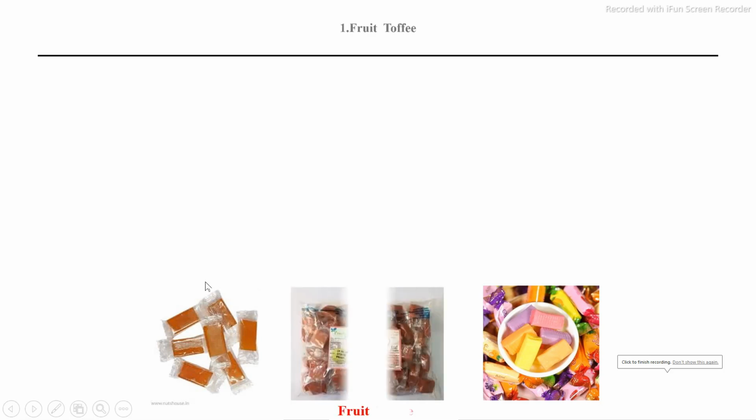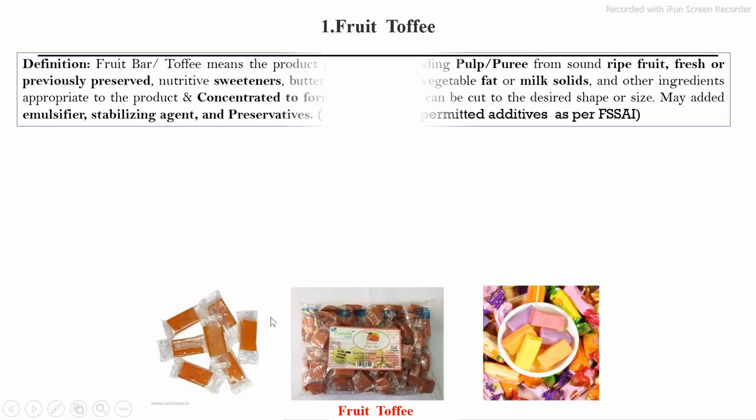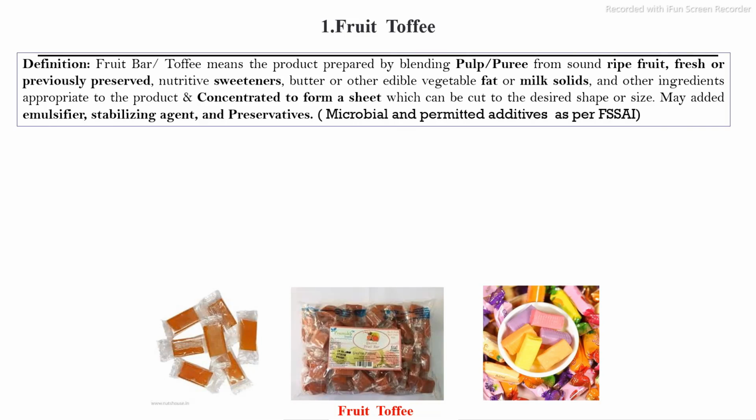Fruit toffee is a highly nutritive product. In general, the toffee is made from a milk base, to which fruit pulp is added. The general standards for fruit toffee are similar to the fruit bar. The toffee is made from fruit pulp, which may be single, blended, or in different combinations, with the addition of nutritive sweeteners, fat or oil, milk solids and other ingredients. They are then properly concentrated to form a sheet, and finally cut as per our requirement.